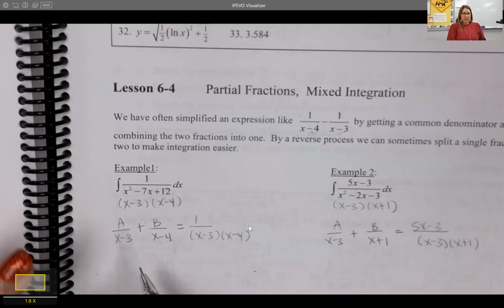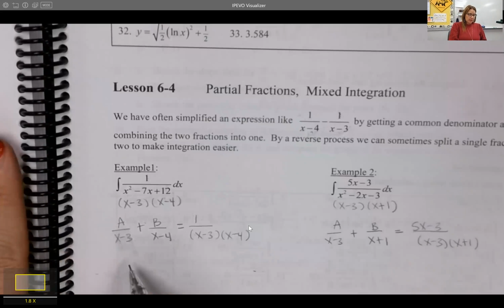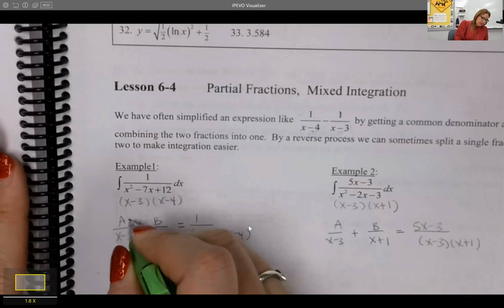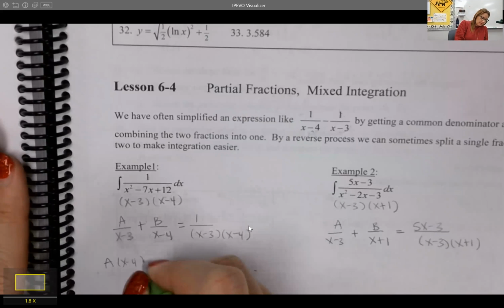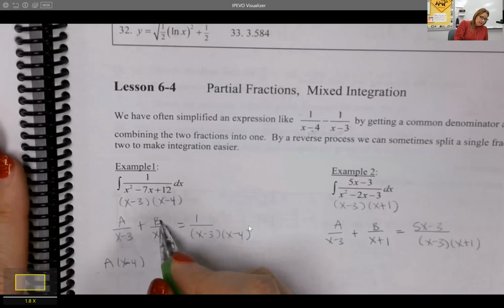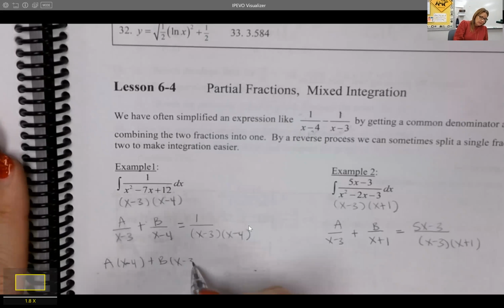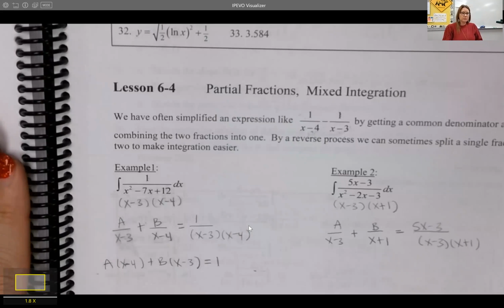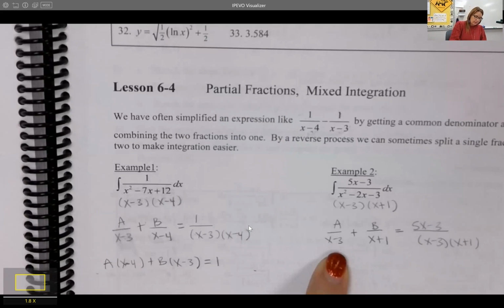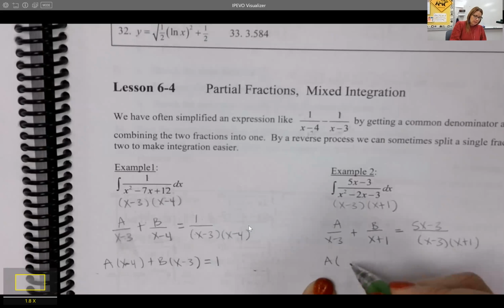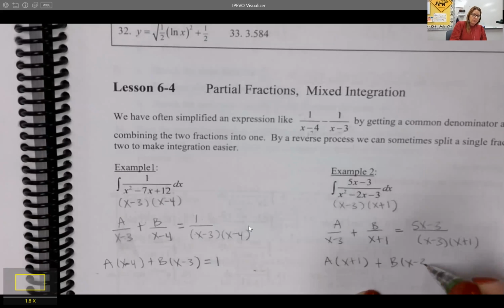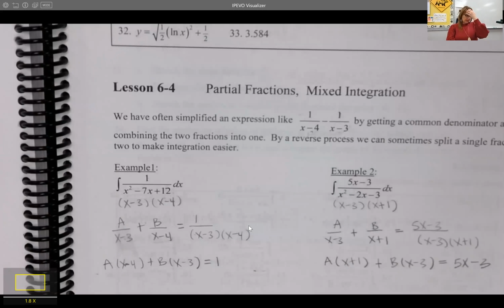We separate the fractions. Now I'm going to multiply this x minus 4 times a. So I'm getting a common denominator here. Okay, so x minus 4 is going to multiply by a. x minus 3 is going to multiply by b. And that's going to equal 1. Okay, do it over here. a is going to multiply by x plus 1. b is going to multiply by x minus 3. And that's going to equal 5x minus 3. Okay, so that's how you set it up.